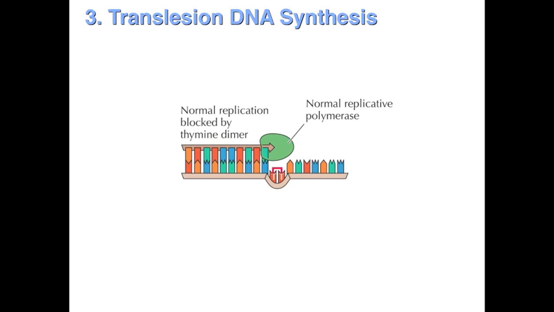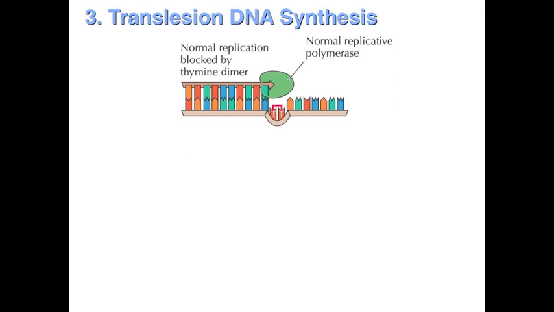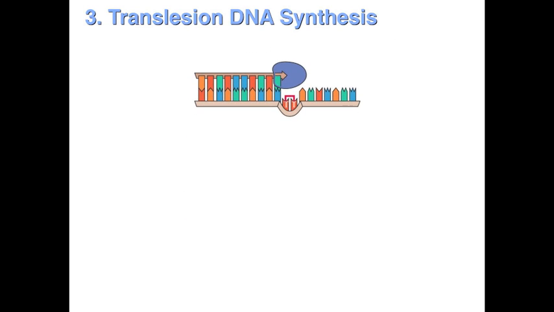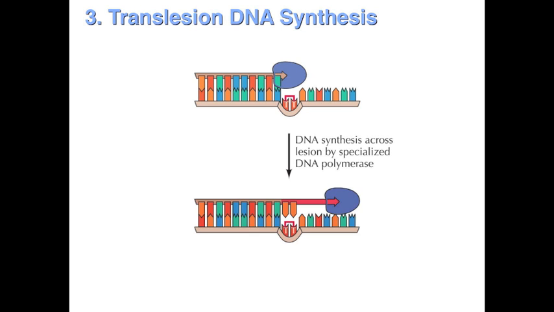Translesion DNA synthesis takes place when DNA damage, usually of the type exemplified by thymine dimers, halts DNA replication. Under those conditions, the DNA polymerase falls off the DNA template and is substituted by a specialized type of DNA polymerase that is endowed with the ability to continue DNA synthesis over the damaged DNA, being able then to put the right nucleotides on the complementary strand and therefore allowing DNA replication to continue.